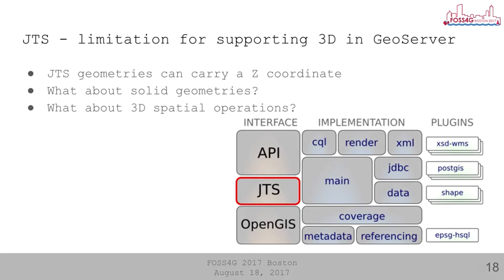JTS is a really good library, and JTS gives a lot of stable and fast geometry operations. Yes, JTS geometry can carry a Z coordinate in its geometries. But what about solid geometries? And what about 3D spatial operations? JTS is just based on the OGC Simple Feature Access, so it doesn't have a solid geometry class or something like that. And in their spatial operations, even if geometries have Z coordinates, they ignore the Z coordinate when they perform the operations.